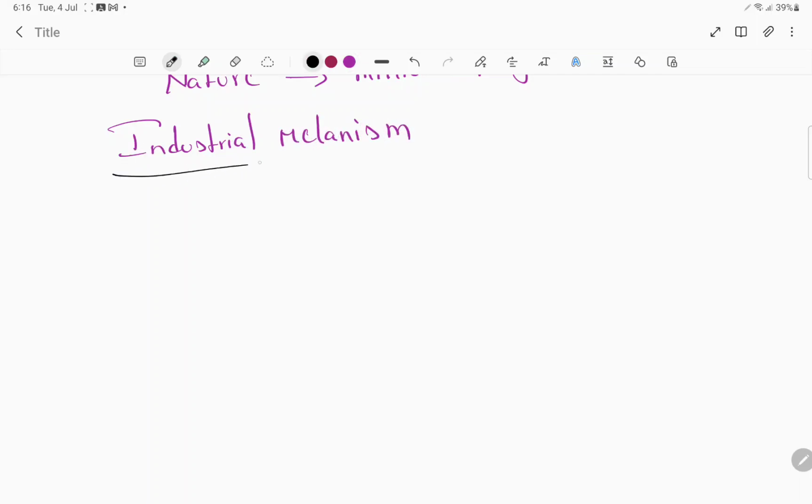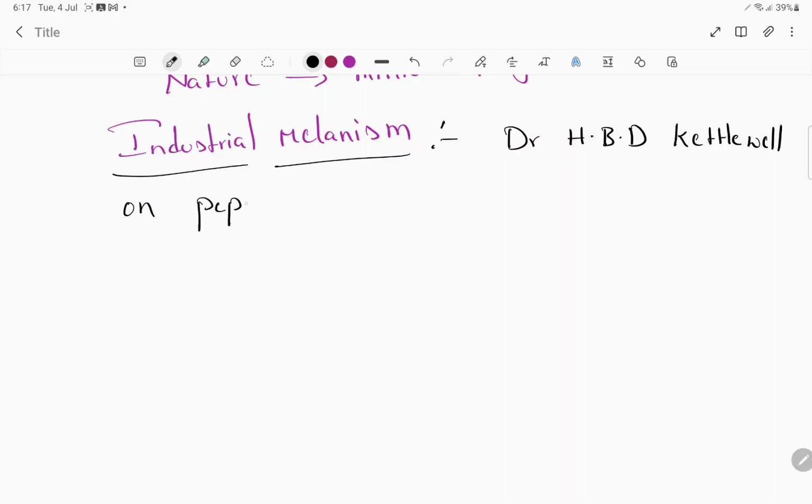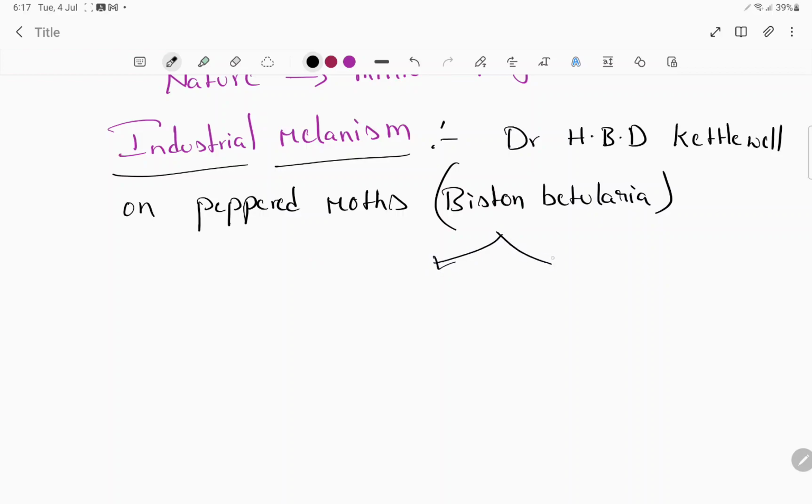So what is industrial melanism? Dr. H.B.D. Kettlewell carried out observations and experiments on peppered moths, Biston betularia, moths that exhibit phenotypic polymorphism. It has two distinct morphs. One is darkly shaded, and the other is light shaded.